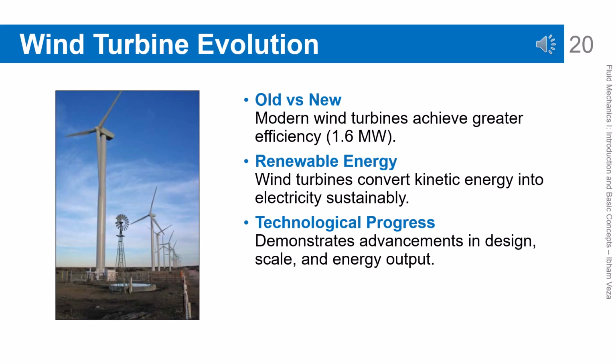Wind turbine evolution. Modern wind turbines show major improvements in efficiency and power capacity. The kinetic energy of wind is converted into electrical energy through fluid mechanics principles. Changes in design and scale significantly improve system performance. This example highlights the role of fluid mechanics in renewable energy. Flow engineering becomes the key to maximizing energy output.